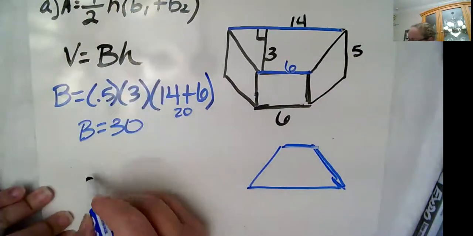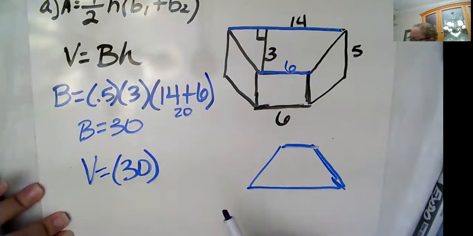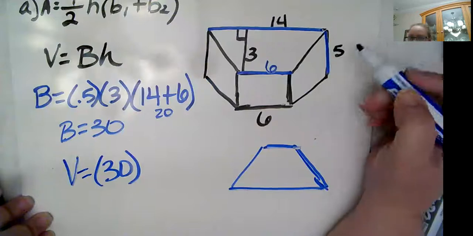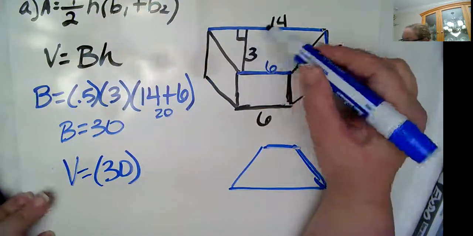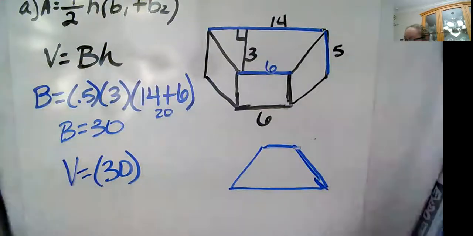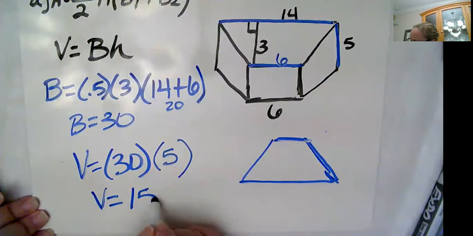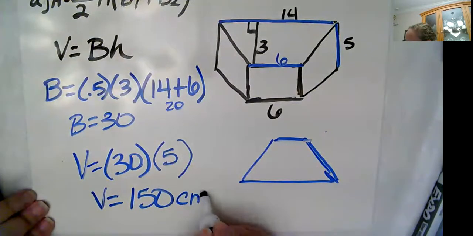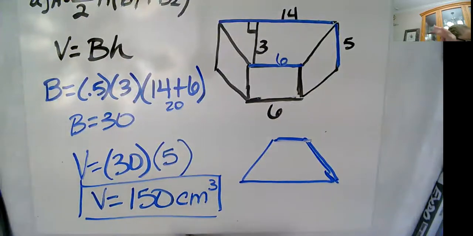Well, we want to know the volume. The volume is whatever the base area is, which we just figured out, times the height. Well, the height of the prism itself, which is 5. Not this height. That height was the height of the trapezoid itself. The height of the prism, which is 5. So the volume comes out to be 150, and it has to do with centimeters. So centimeters cubed. Is that what they got? Yep, that's what they got too. So that's the first one.